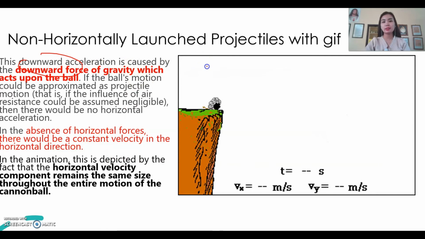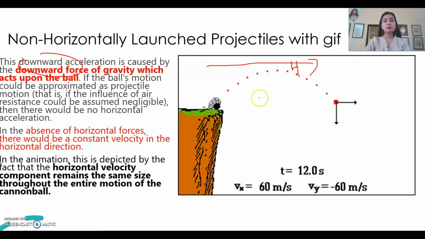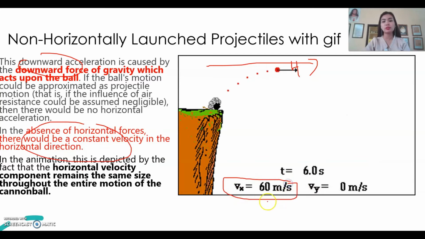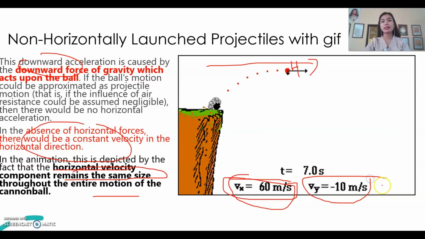Okay, in the absence of horizontal forces, there will be a constant velocity in the horizontal direction. That is why, in our Vx, it is equal to 60 meters per second. This is depicted by the fact that the horizontal velocity component remains the same size throughout the entire motion of the cannonball. So, si Vx wala nag-usab. Si Vy, okay, nag-increase due to its downward acceleration.